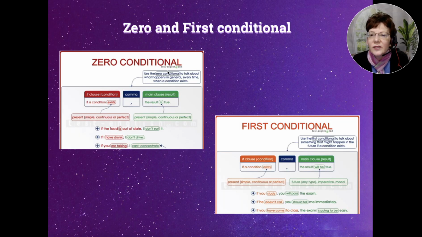Okay, we'll look at these two charts. First, zero conditional. Using the zero conditional, this is used to talk about what happens in general every time when a condition exists. So here's the structure. If a condition exists, what we use is present simple, continuous, or perfect right here. The result is true. So this is the main clause. And in the result clause, we can also use present simple, continuous, or perfect.